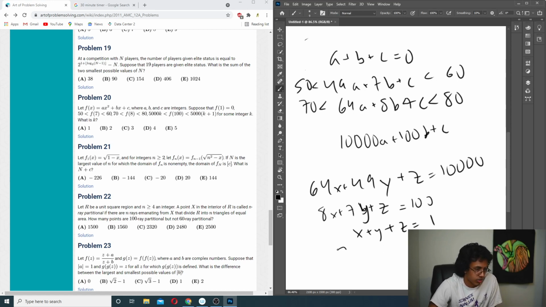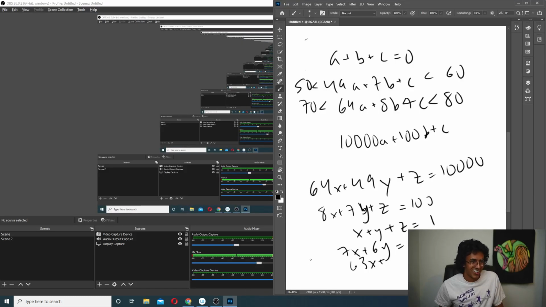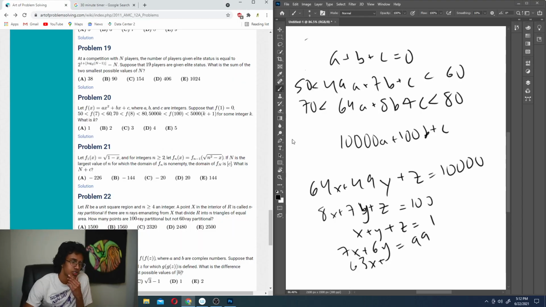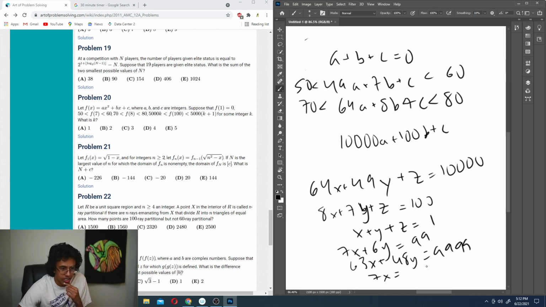So we get 7x plus 6y is equal to 99. We get 63x plus 48y is equal to 9999. Let me move my video over to the other side, because I cannot tell if it's blocking. Okay, very nice. Then if we solve for this, we could subtract 8 times it, 63 minus 36... 7x is equal to 999 minus 8 times 99.